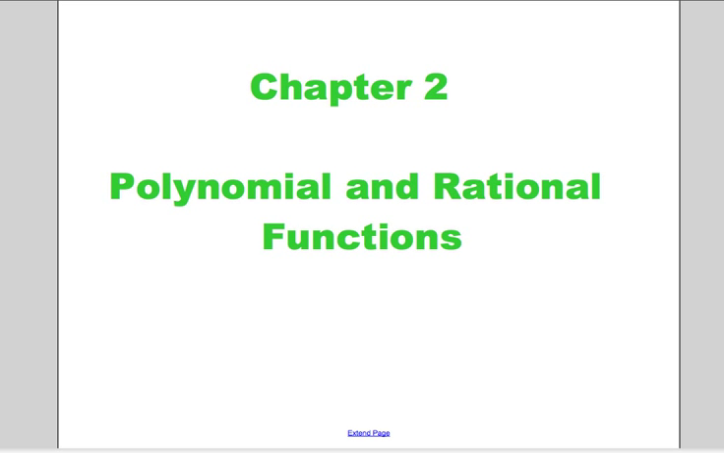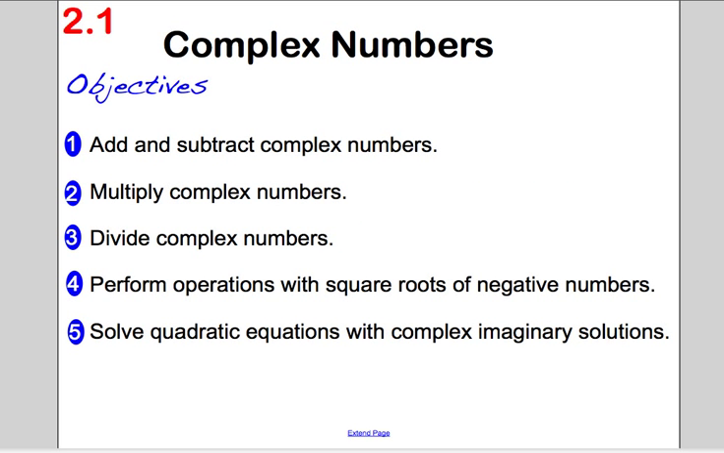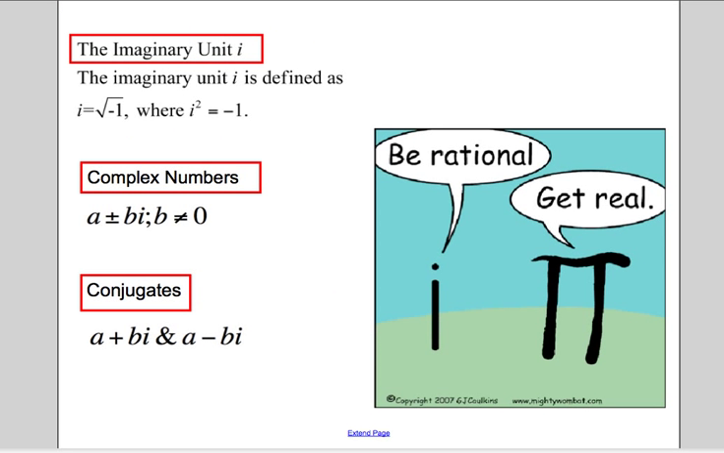Today we're starting Chapter 2, Polynomial and Rational Functions. This video is going to cover Section 2.1, and Section 2.1 is all about complex numbers. Complex numbers will include imaginary numbers in them. That's what makes them complex. And today we're going to be performing most of our basic operations with these complex numbers. So let's go ahead and get started.